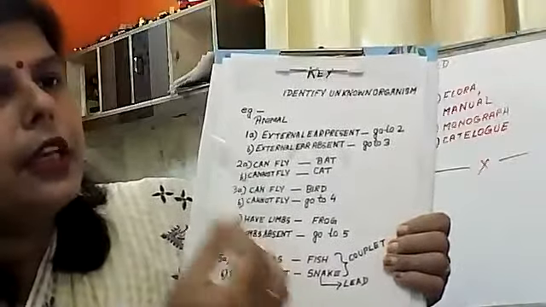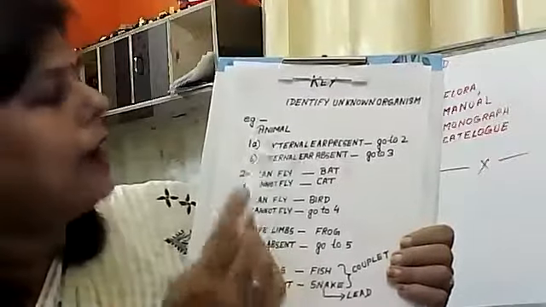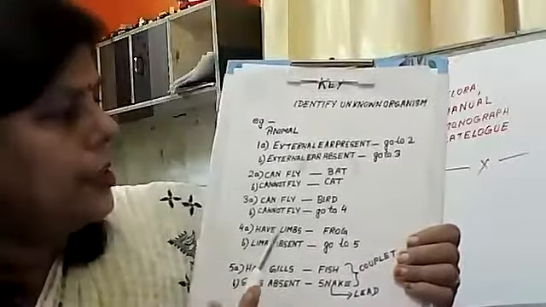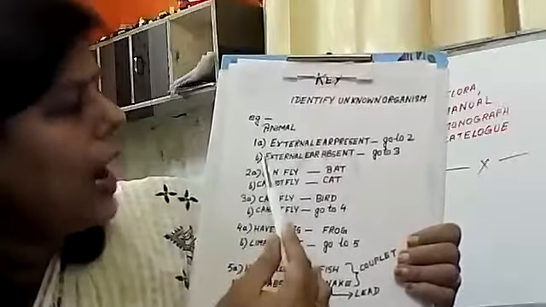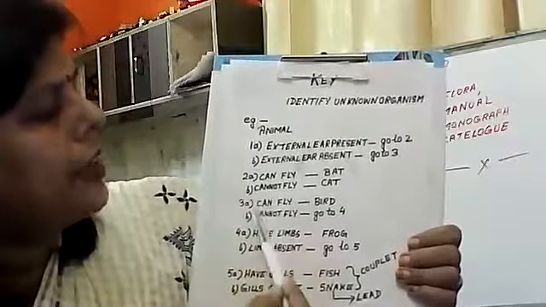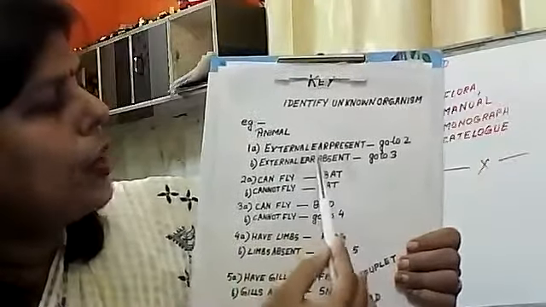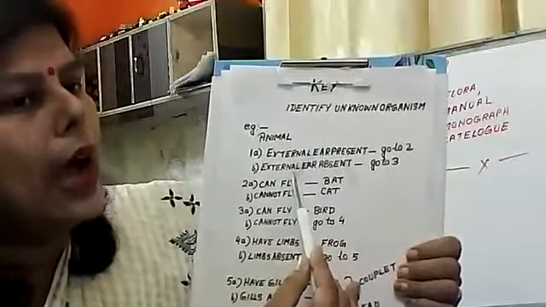Say for example, you have come across a particular organism. One idea you have is that it is an animal. Other than that, you don't know what it is. So how are you going to identify it? For identifying like this, certain characters are present in paired form. Out of these two characters, one will be applicable and the other you have to eliminate.